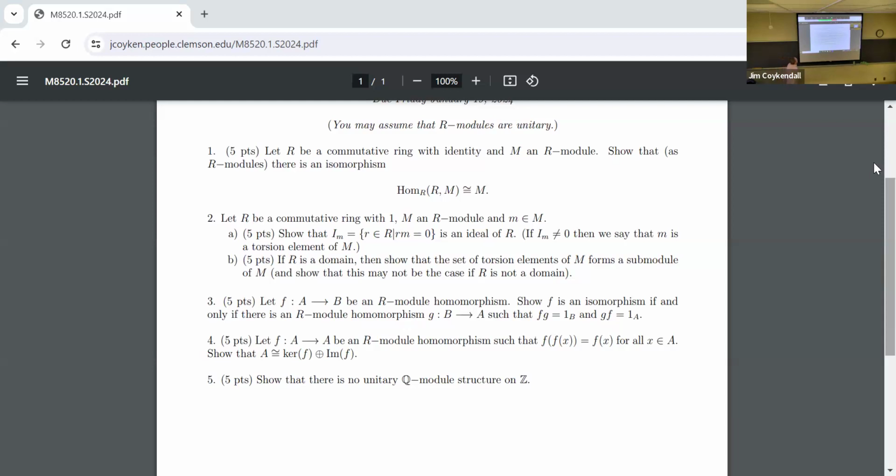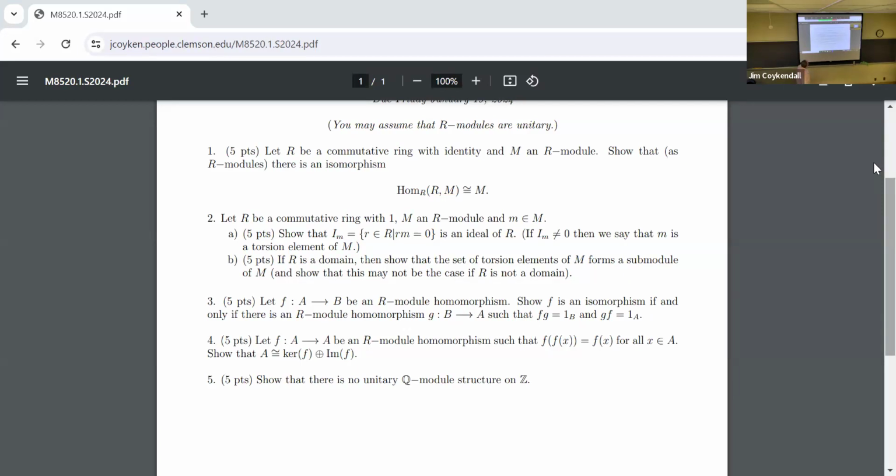Number two, suppose R is commutative with identity, M is an R module, and little m is just some random element in M. Show that I_m, which is everything in R that kills m, is an ideal of R. It's everything that turns m into zero when you multiply. So here's a little terminology. If I_m is not zero, we say that m is a torsion element of M.